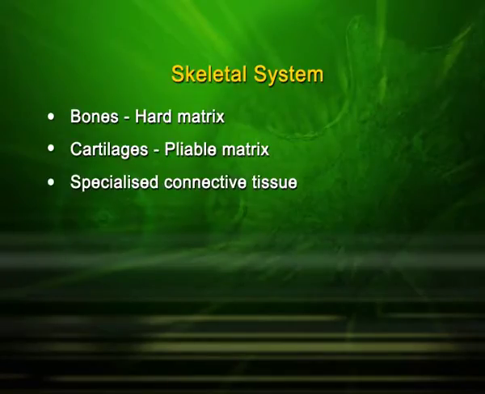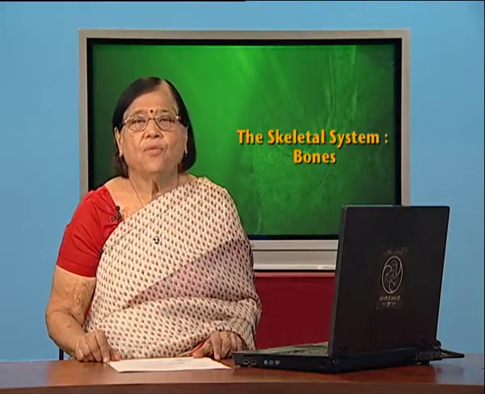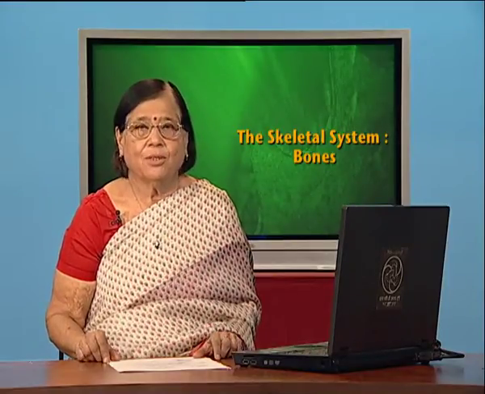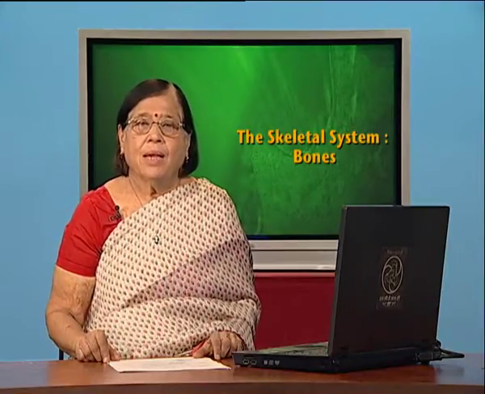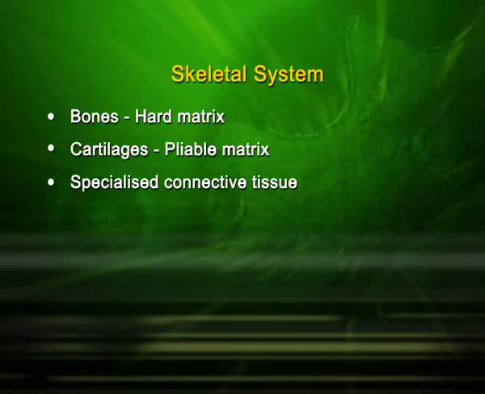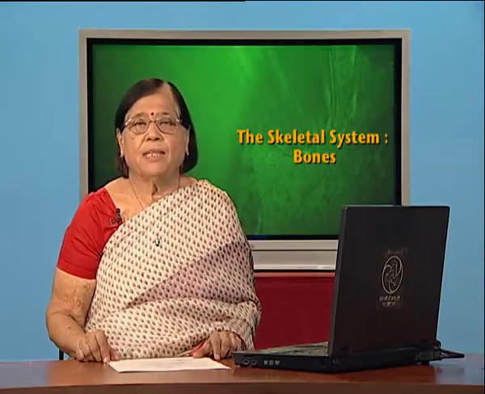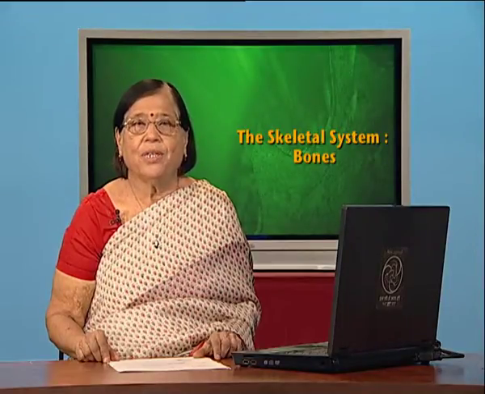We know that bones are a specialized connective tissue. What is connective tissue? We all know. Any tissue which connects each and every part of the body, like blood is also connective tissue, bone is also a connective tissue. We, the humans, have a total of 206 bones in our body. From the day you are born, you have 206 bones, and the smallest one is the stapes, which we already know.